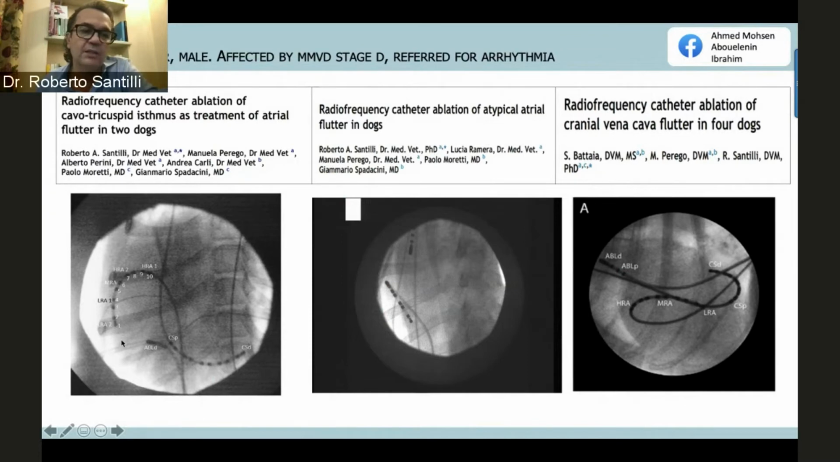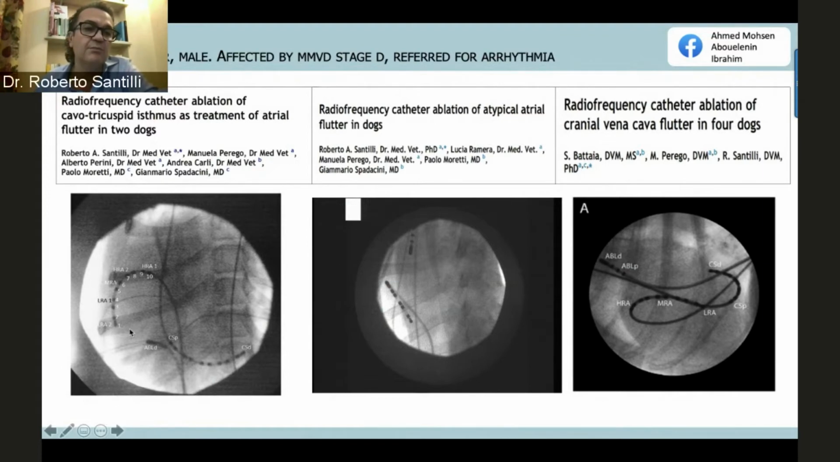The only one that we see with a sawtooth pattern of activation is what we call the typical atrial flutter, that is moving like this, counterclockwise. So let's imagine that this is a clock, 12, 6, 3, and 9. So we have something low in the isthmus and then back like this. So counterclockwise. This is probably the case of our colleague.